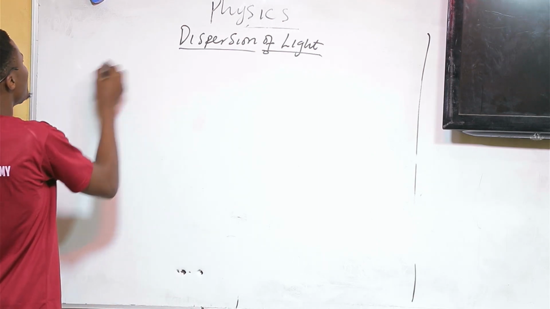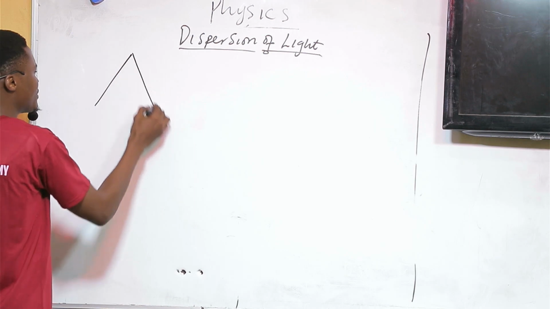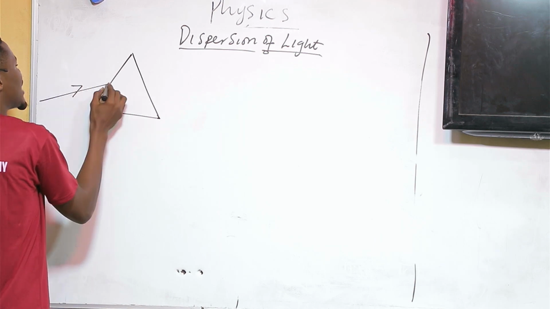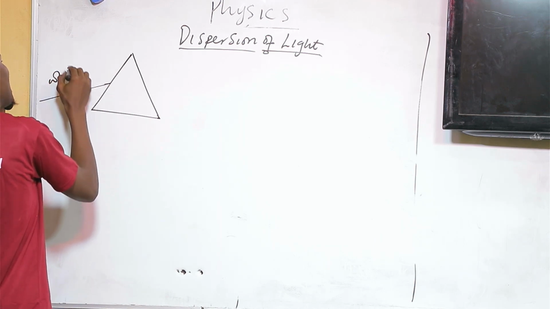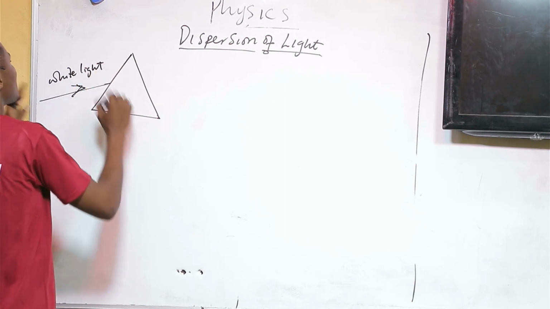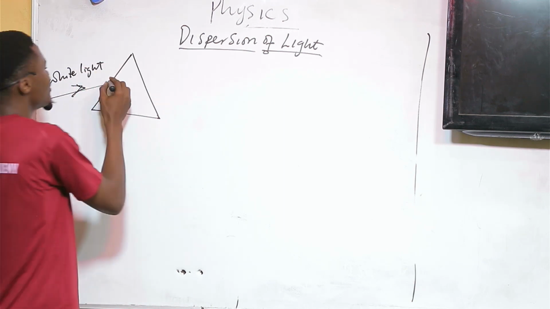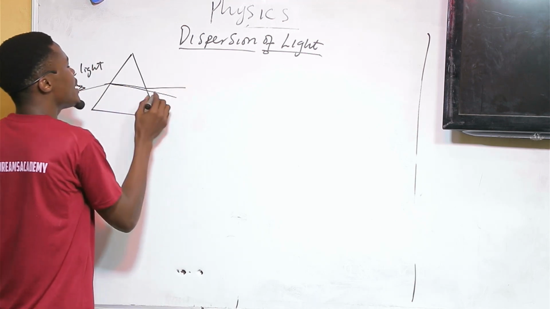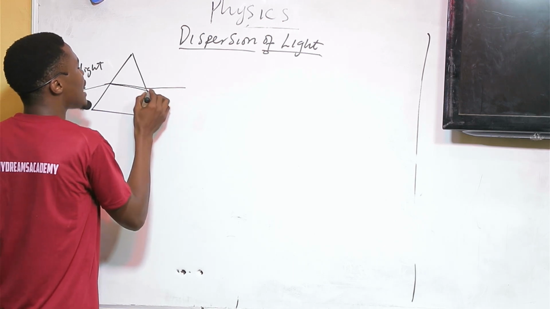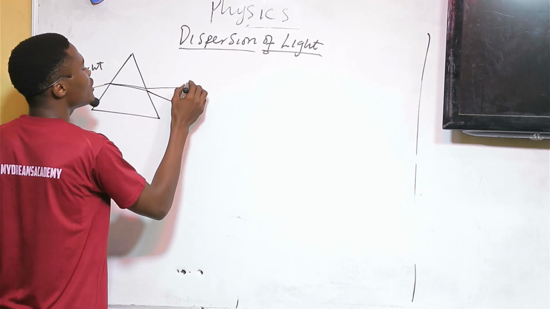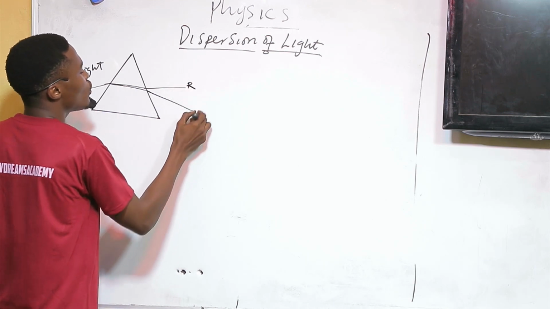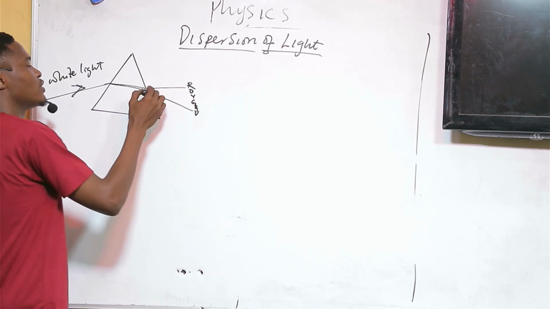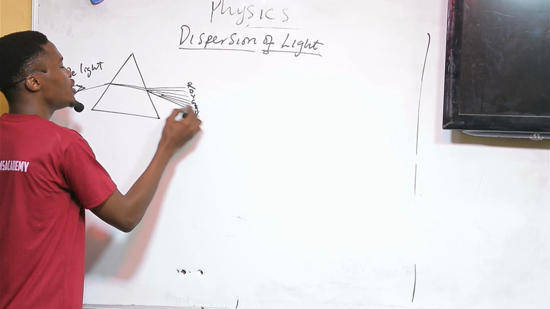Now, if I bring a triangular prism, and I pass white light through that triangular prism, you will see that different components of light will emerge differently. And what are those components of light? There are 7 components of light, from red down to violet. So you have your ROYGBIV. Those are the 7 colors you see in your rainbow.